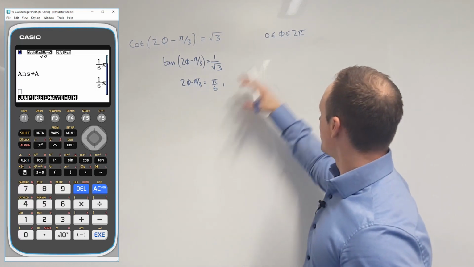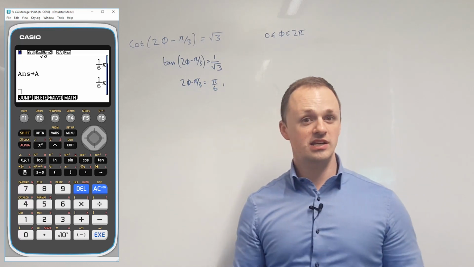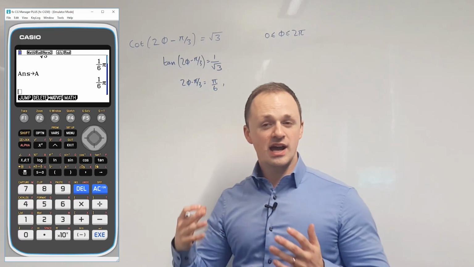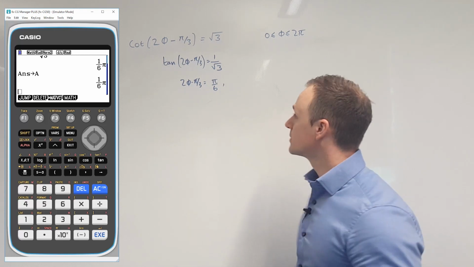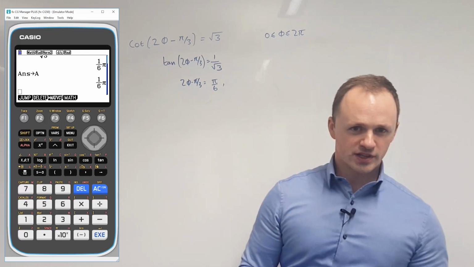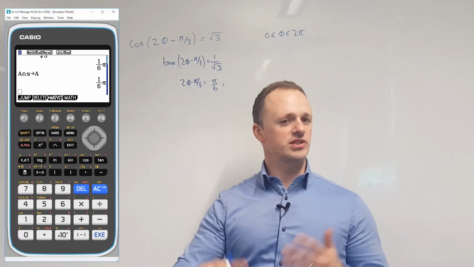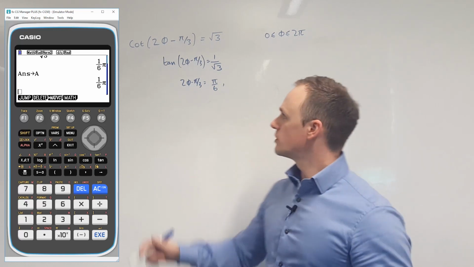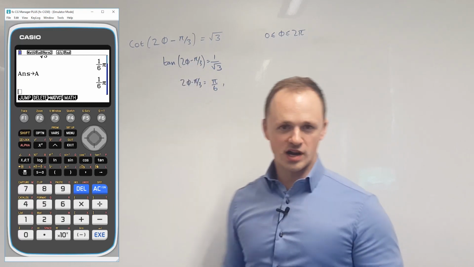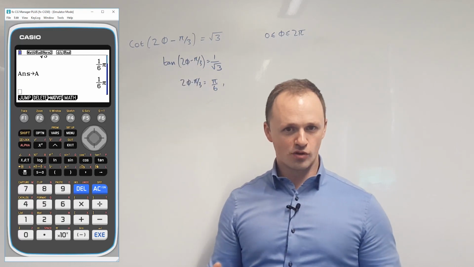First of all, we're going to think about how many solutions we expect to see. And then we're also going to have a look at how we can do this efficiently on our calculator so that we have to type less things in. Well, if we were going to solve an equation with, say, tan phi between 0 and 2 pi, normally we would expect to see two solutions. So if we're going to solve something involving 2 phi, we would expect to see 4 solutions.